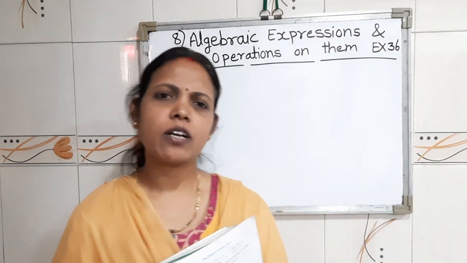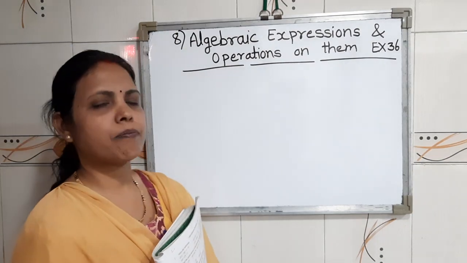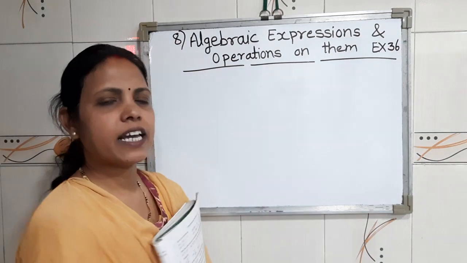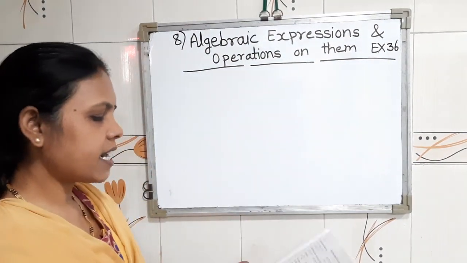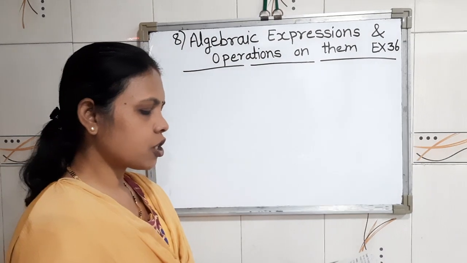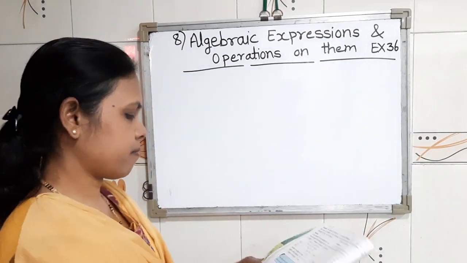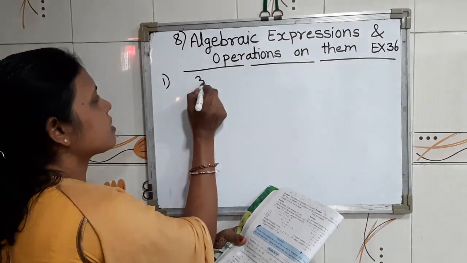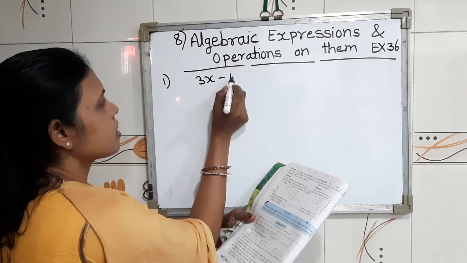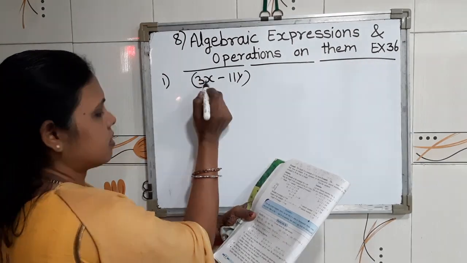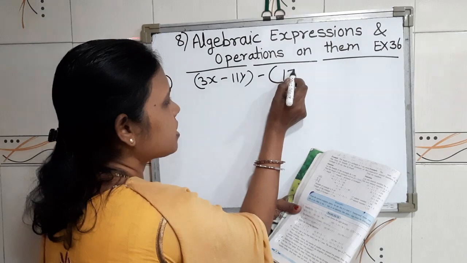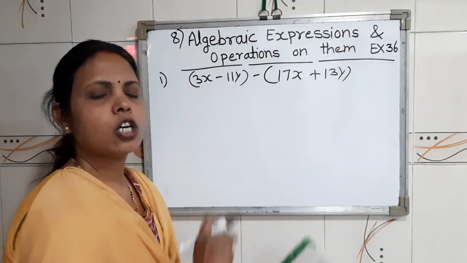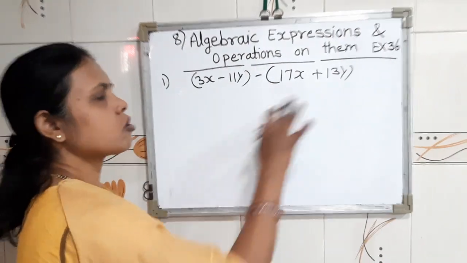Children, today we are going to continue our 8th chapter, Algebraic Expressions and Operation on them, exercise 36. In that exercise 36, question number first, simplify. First question is given, simplify 3x minus 11y minus 17x plus 13y. This one you are going to solve.